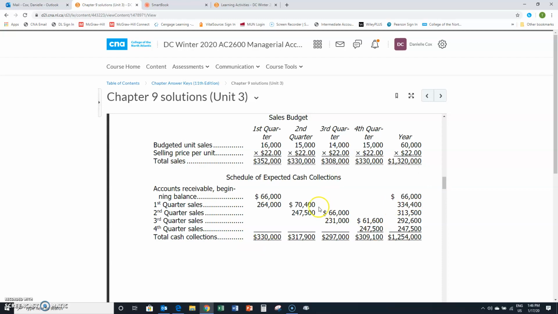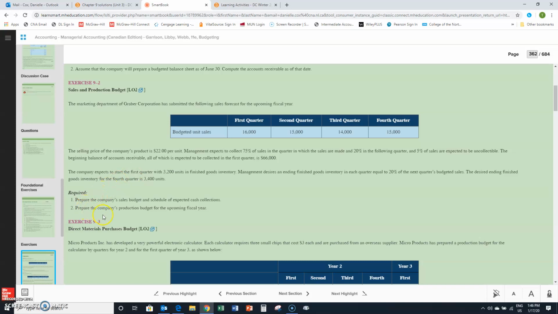So there we have our schedule of expected cash receipts. Then we're asked to prepare the company's production budget for the upcoming fiscal year. So information for our production budget is given in the second paragraph here.